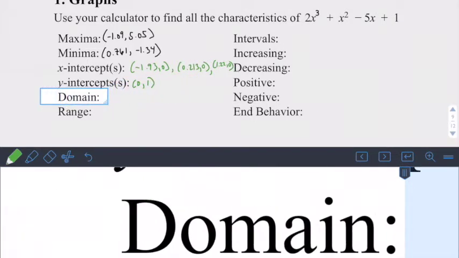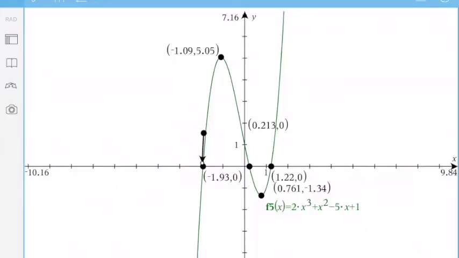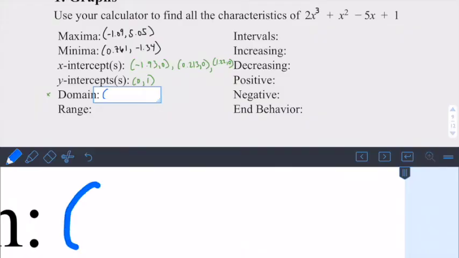So I'm going to start with my domain, which is all possible x values. So you can see that this graph goes down forever and it goes to the left forever. So for our domain, it goes to the left forever, so from negative infinity, and then it goes up forever and to the right forever. So on our x-axis to positive infinity. So our domain is negative infinity to positive infinity.